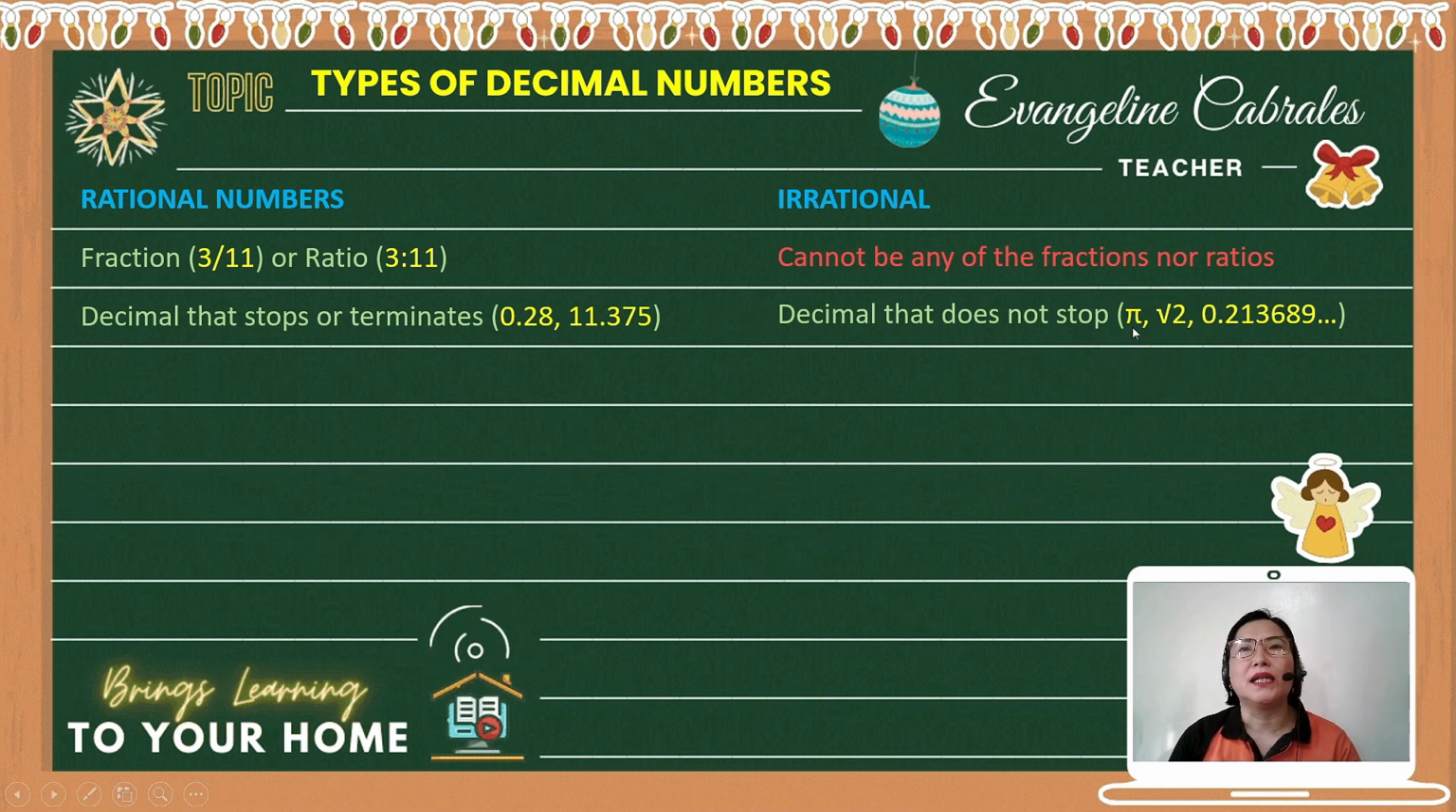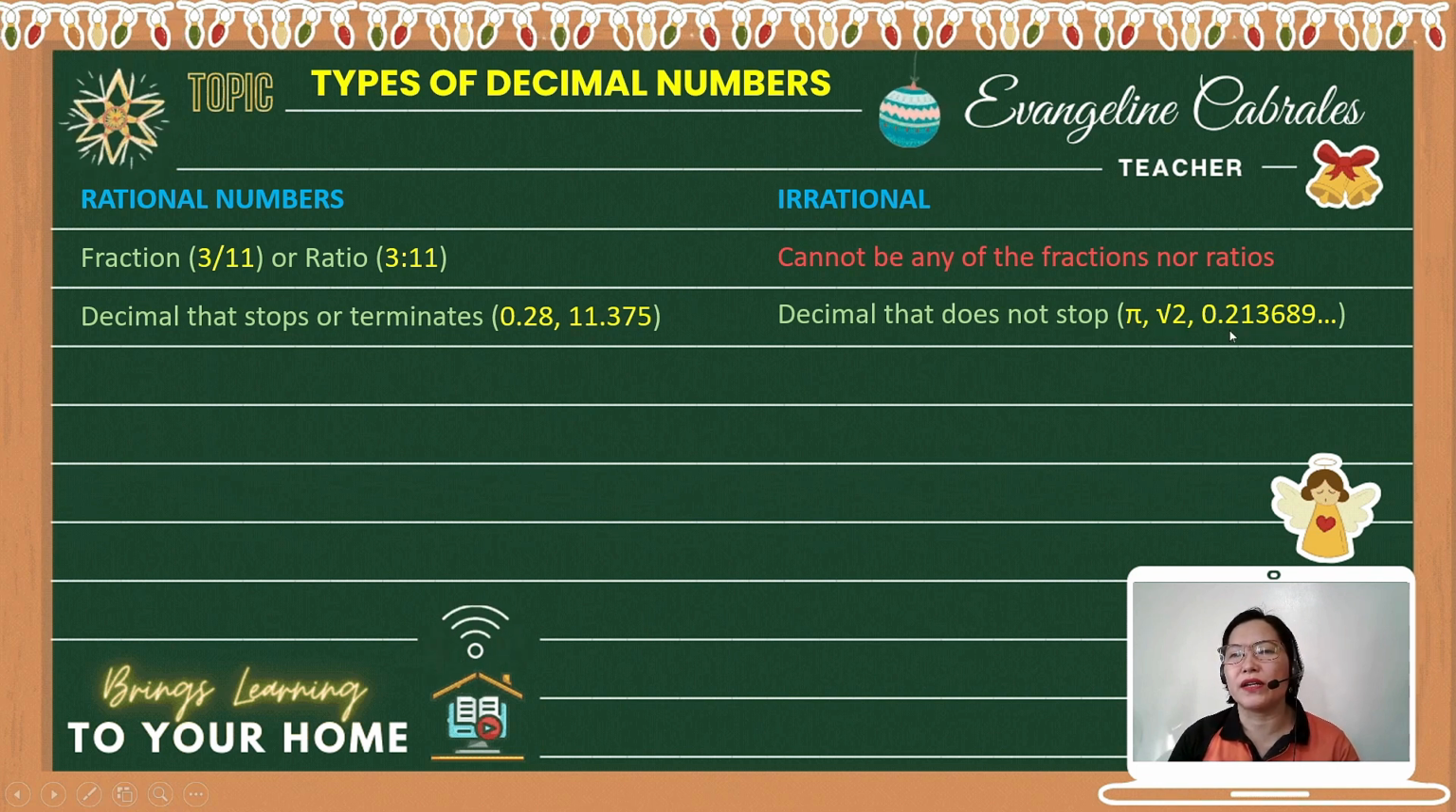Kahit ang volume of sphere, pinag-aaralan din o ginagamit ang pi. Another is square root of 2. Ang equivalent ng square root of 2 ay endless o it does not stop. Hindi natatapos ang decimals na nandyan sa equivalent ng square root of 2.